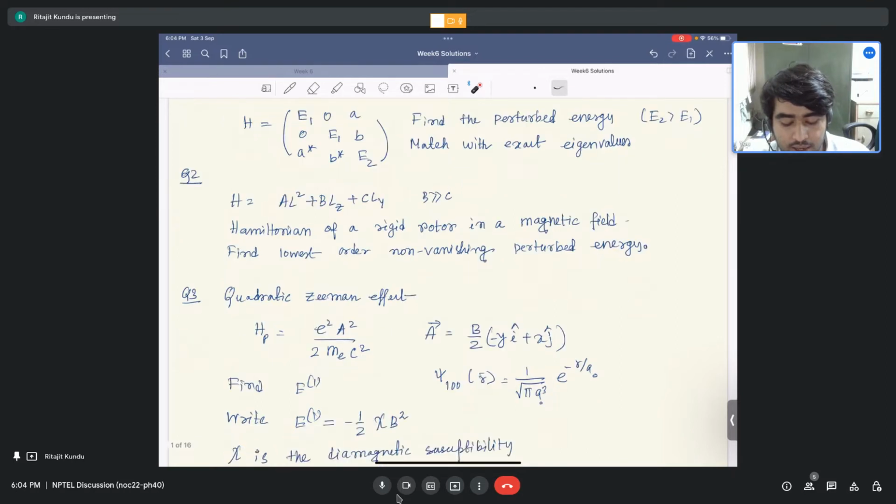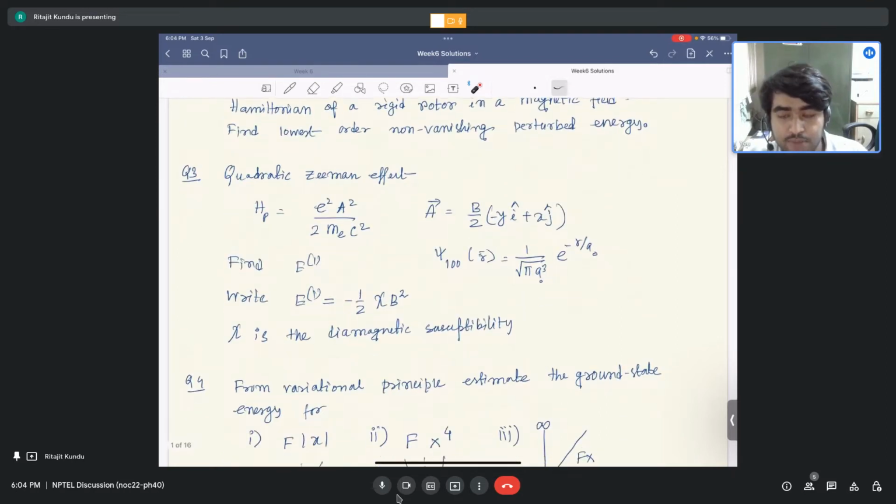Then we'll be talking about some problems in the hydrogen atom. Here we'll be studying the quadratic Zeeman effect. In most cases we ignore this term because it is so small, so we don't take this Hamiltonian when we normally study this system. Now this is like a perturbation to our H0 Hamiltonian, and we want to study the change in the energy of the ground state.